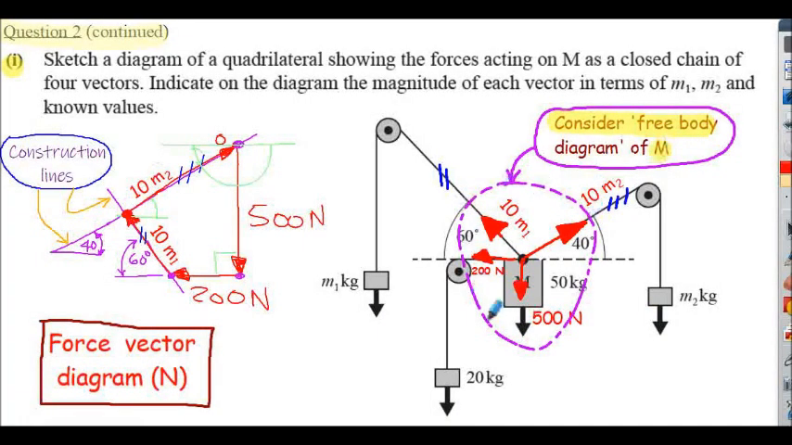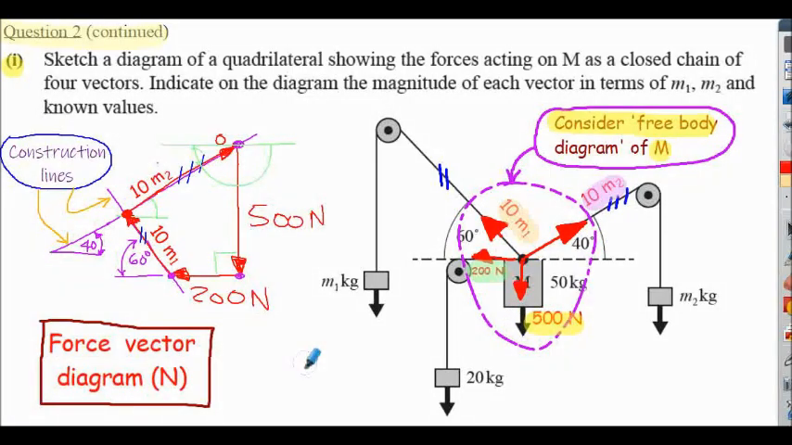So I'm kind of cutting mass m, if you like, out of the pulley system, and I'm just considering the forces acting on mass m. The forces are effectively the 500 newtons acting down, the 200 newtons acting to the left, and we have this force here of 10 multiplied by m1, and this force here of 10 multiplied by m2. We don't at the moment know the values of m1 and m2.